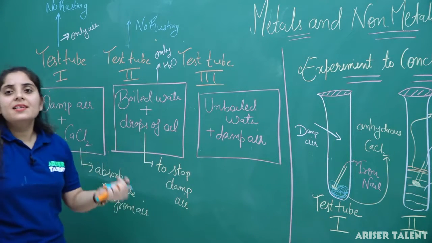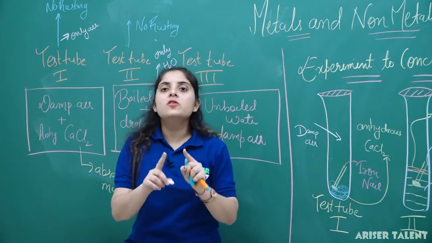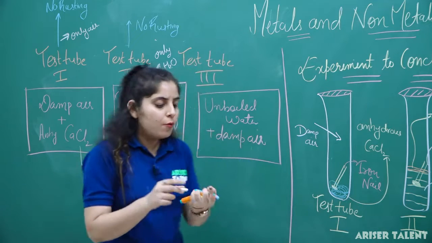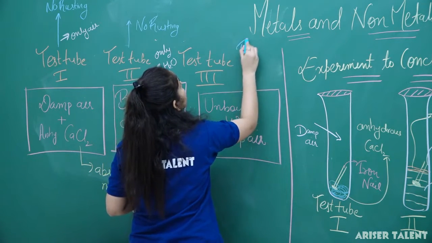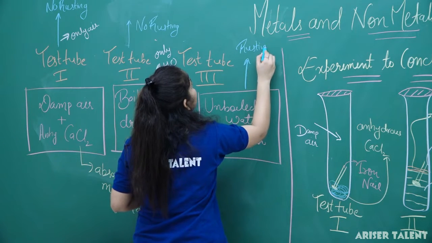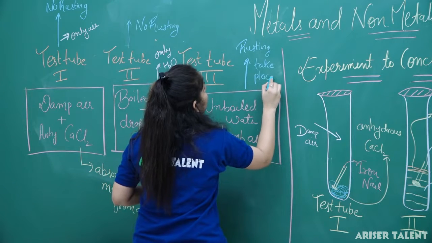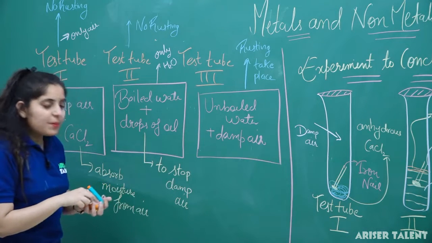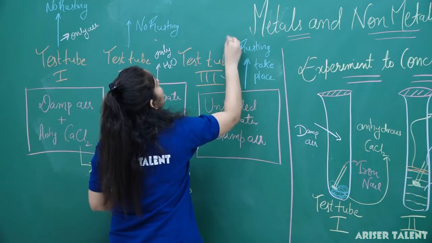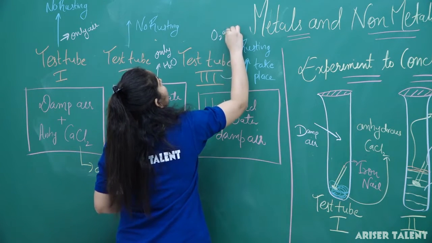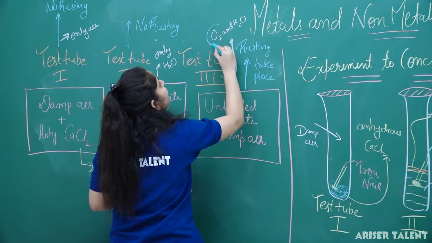Now, we can analyze in test tube number 3 that the rusting of the iron nail is going to take place because of the presence of both damp air and water. So, we can see that in test tube number 3, rusting takes place, and this rusting takes place because of the presence of air and water both. So, O2 and H2O both are present in test tube number 3.